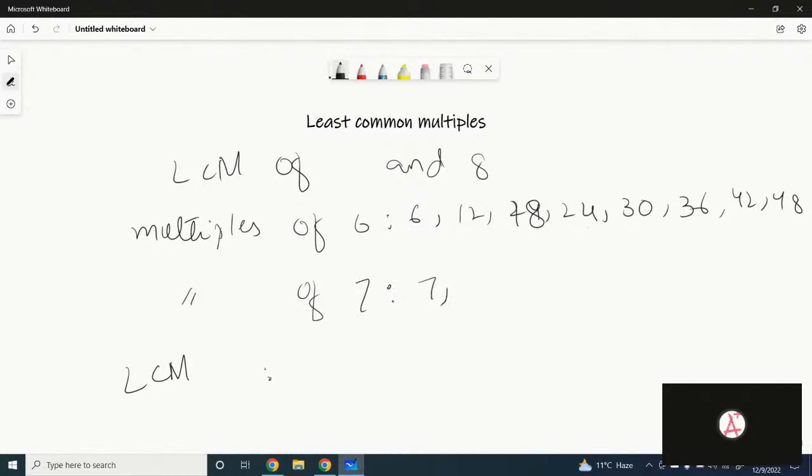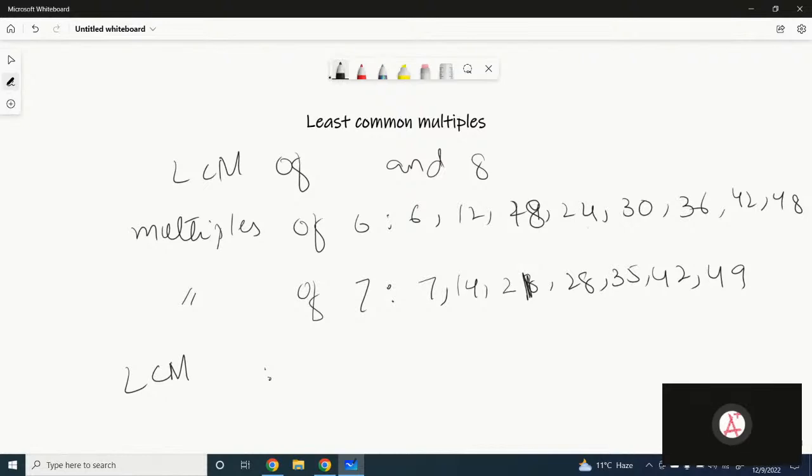7 times 1 is 7. 7 times 2 is 14. 7 times 3 is 21. 7 times 4 is 28. 7 times 5 is 35. 7 times 6 is 42. 7 times 7 is 49.